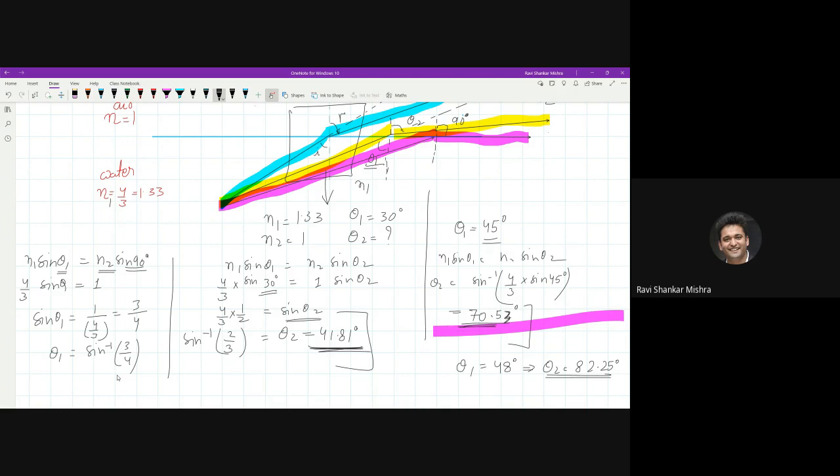Just simply put the value, shift sine inverse 3 by 4, and you are going to get 48.59. Yes or no? Means if this angle is 48.59, then you will get angle of refraction as 90 degrees. Are you getting? Are you getting till here?